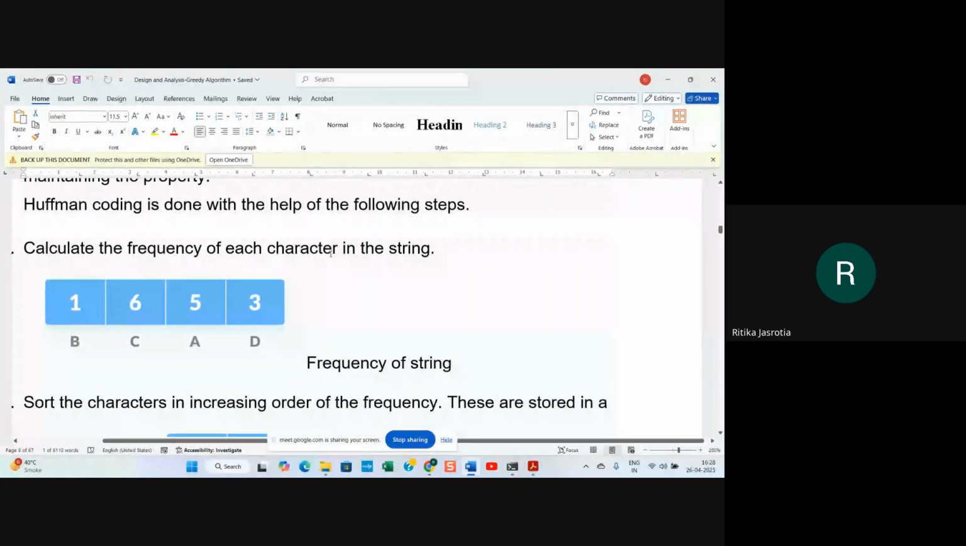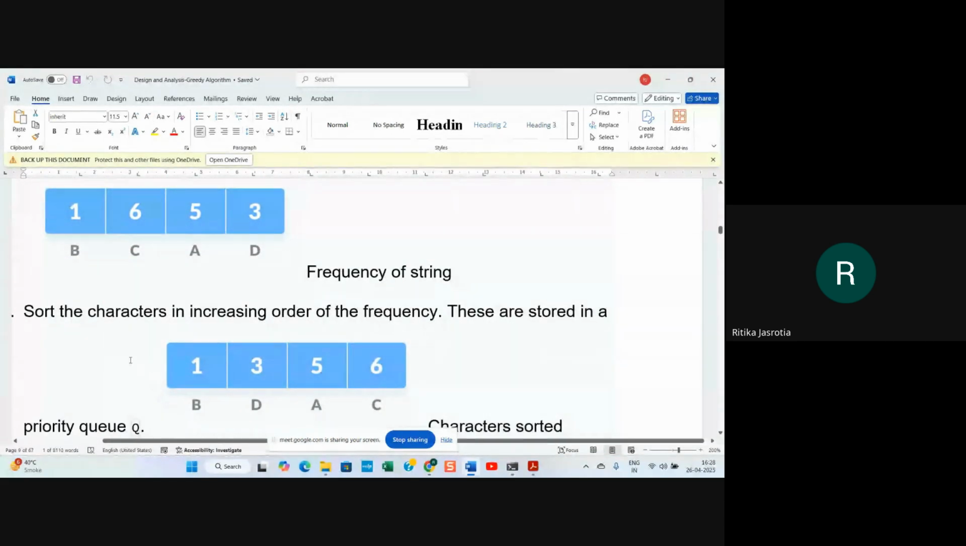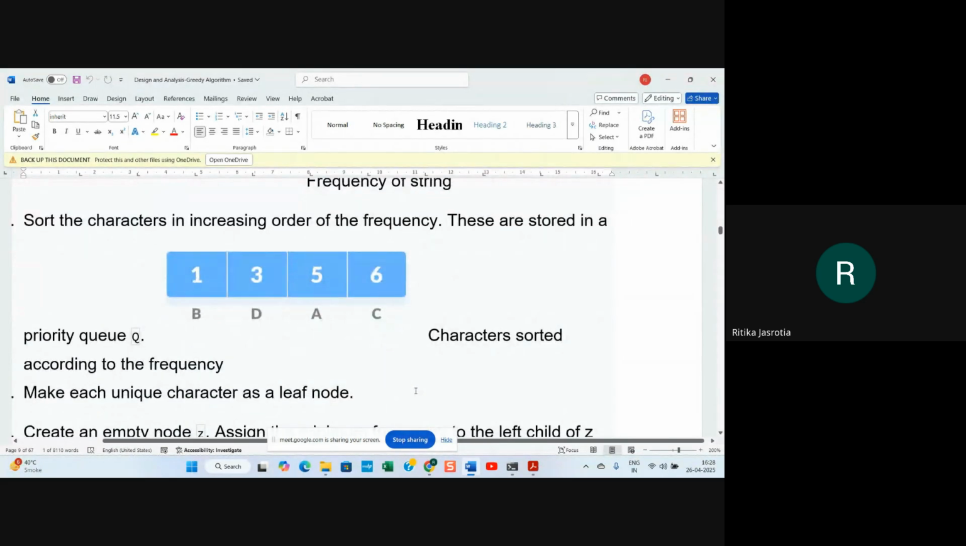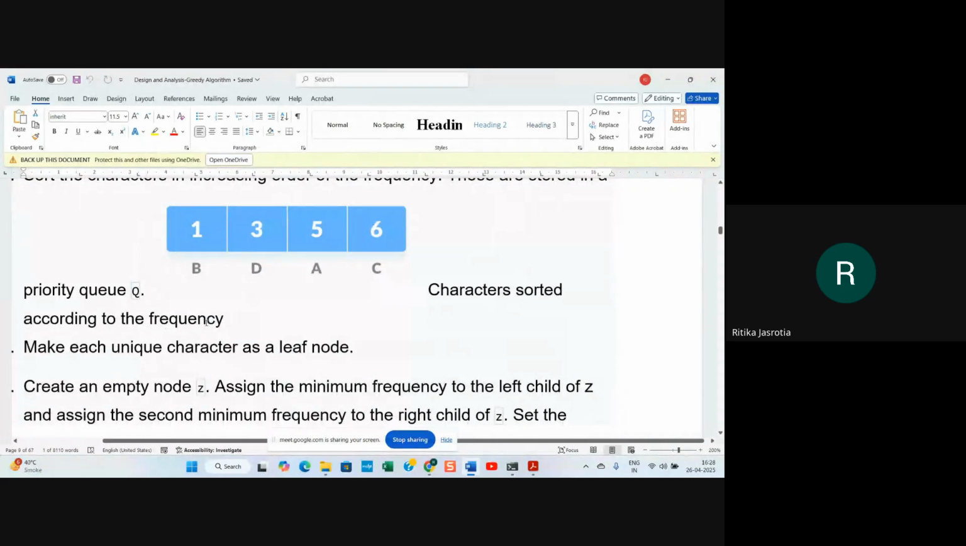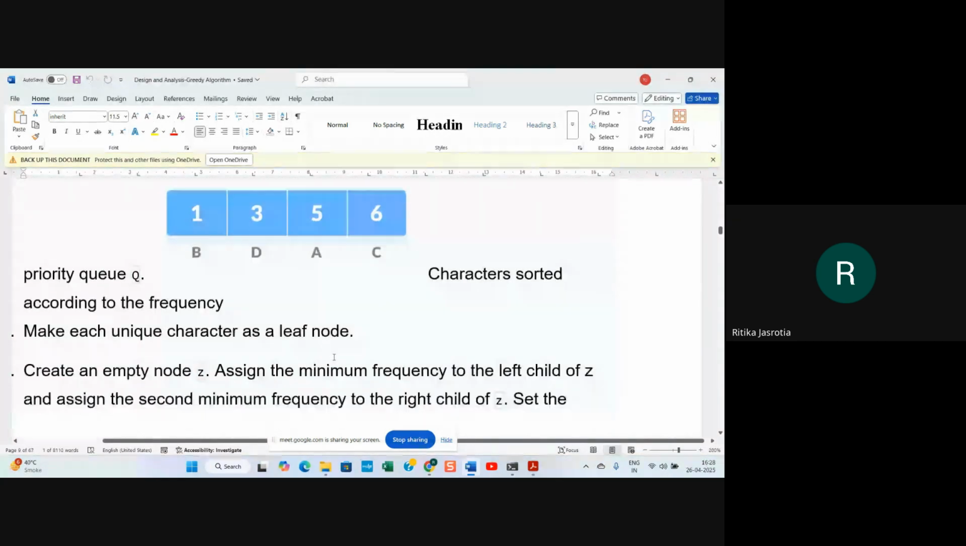Calculate the frequency of each character in the string. So B is coming 1 time, C is coming 6 times, A is coming 5 times, D is coming 3 times. Sort the characters in increasing order of their frequency. So B is coming one time, then D is coming 3 times, A is 5, and C is 6. So we have sorted. Now these are stored in a priority queue. Characters sorted according to frequency, make each unique character a leaf node.